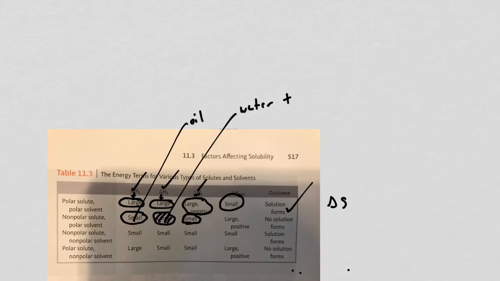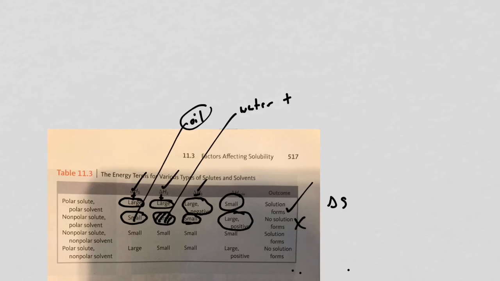And since these two really aren't very attracted to each other, the energy released when they form the solution would be very small, and therefore the overall value for this process would give you a large positive delta H, and because of that, delta S is not enough to drive the reaction and no solution forms.